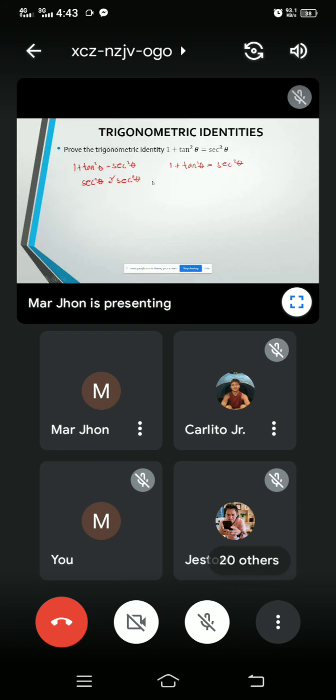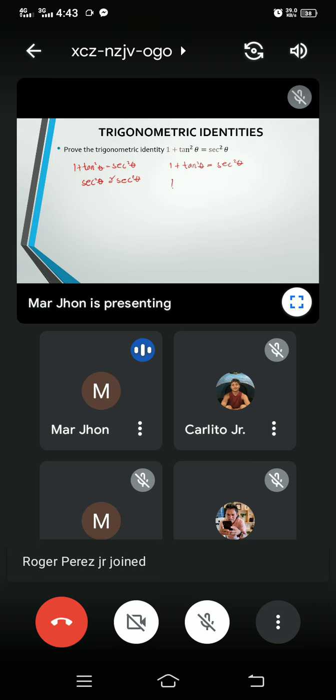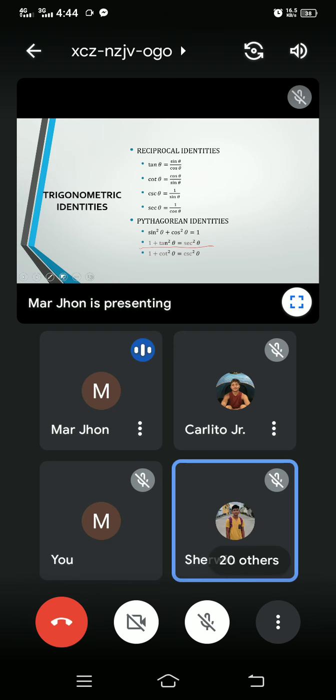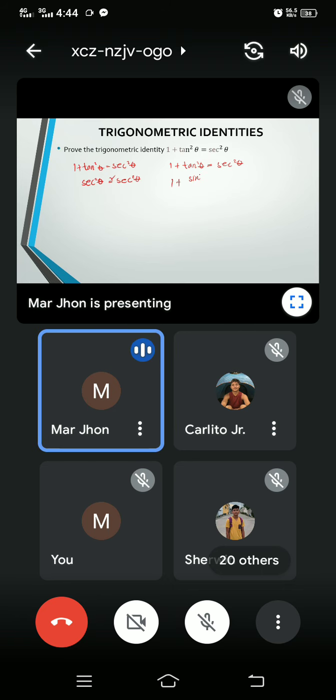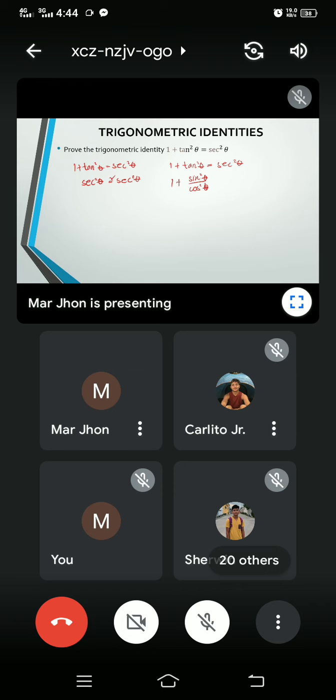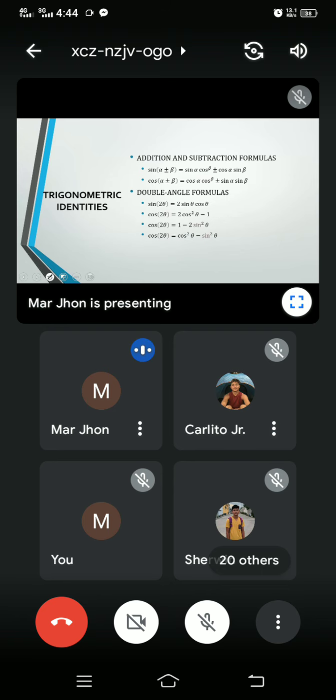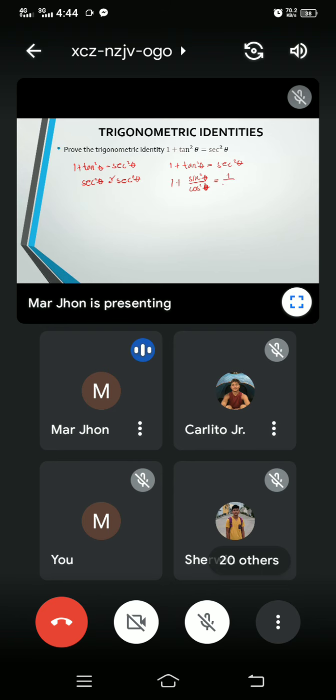Kung gusto pag depth nga explanation. So 1 plus tangent squared theta, di ba tangent is equal to sine over cosine, right? So we have sine over cosine, squared ra gyapon kay squared man siya, over cosine squared theta, which is equal to secant, which is 1 over cosine, so 1 over cosine squared theta.